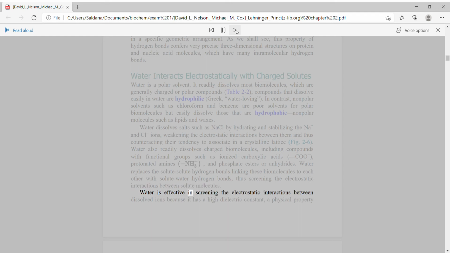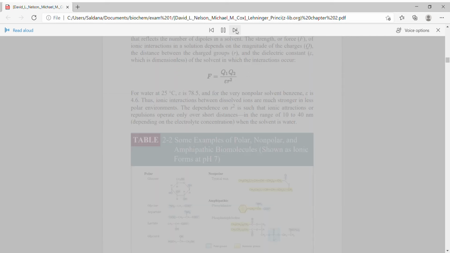Water is effective in screening the electrostatic interactions between dissolved ions because it has a high dielectric constant, a physical property that reflects the number of dipoles in a solvent. The strength or force F of ionic interactions in a solution depends on the magnitude of the charges, Q, the distance between the charged groups, R, and the dielectric constant, epsilon, which is dimensionless, of the solvent in which the interactions occur.